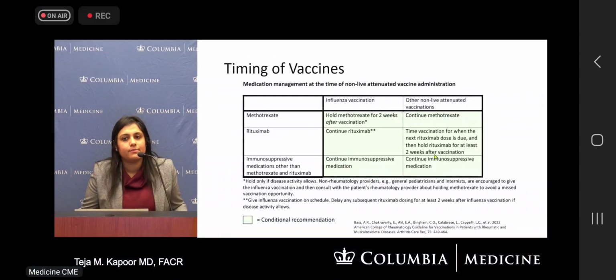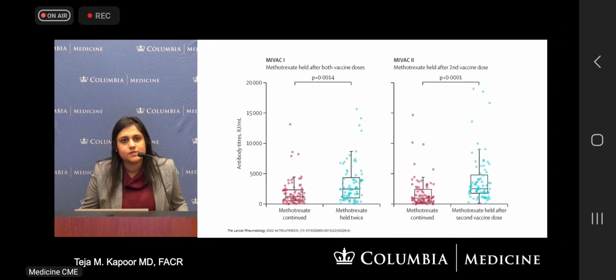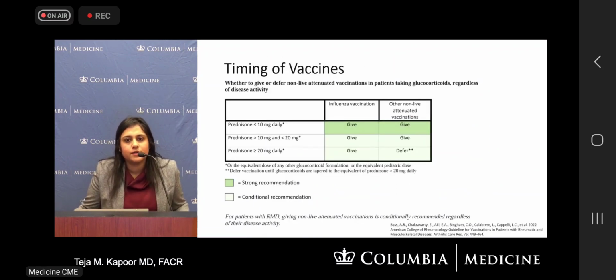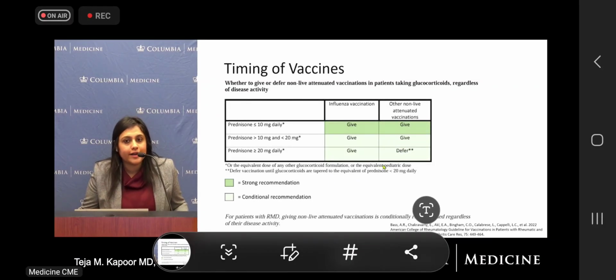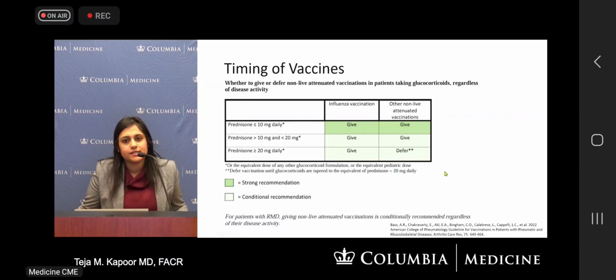Vaccinate for when the next rituximab is due, and then hold the rituximab for at least 2 weeks after. For other immunosuppressants, we continue the immunosuppressive medications. This is some data that shows antibody titers for patients who were vaccinated and so on. So prednisone, especially at 20 milligrams or higher, we tend to try to defer some of the non-live attenuated vaccines until they're possibly on a lower dose, because there's data to suggest that the higher doses of prednisone can have an effect on vaccine efficacy.